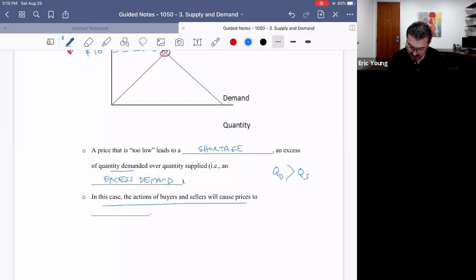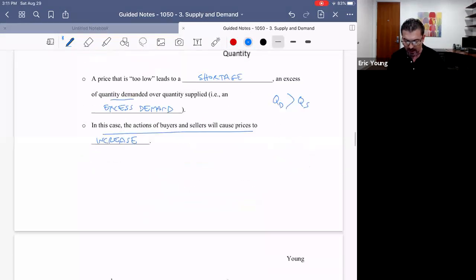In this case, the actions of buyers and sellers will cause prices to increase. Note again the critical idea here: the prices are not changing because government dictated that they change, or because some central planning bureau says, hey, that price is wrong, fix it. It's the messy, chaotic market made up of the decisions of millions of sellers and millions of buyers, all looking out for their own rational self-interest, that generates this outcome.